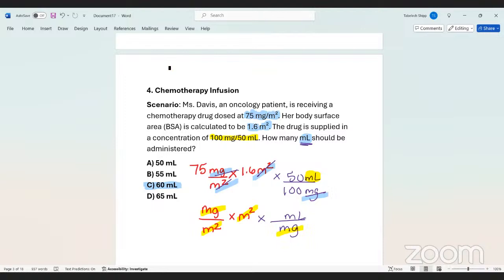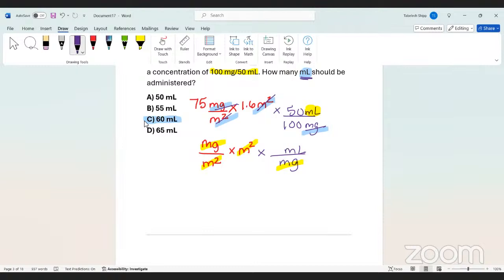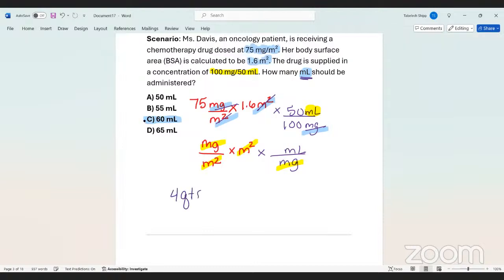So, here's another thing, guys. The way that you all can think about this in terms of knowing when to flip it. If I told you 4 quarters equals $1, and I'm going to the laundromat and I've got $10, how many quarters am I going to get? Well, I know that the $1 is going to go on the bottom to cancel out. 4 quarters goes on the top. And so that's going to give me 40 quarters that I'm going to walk away with to wash my clothes.